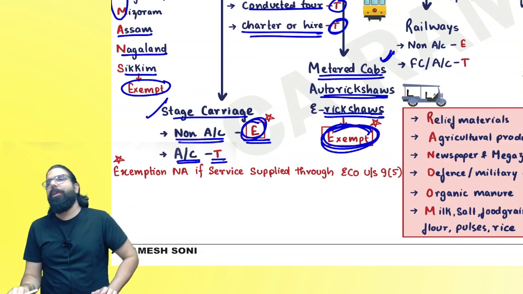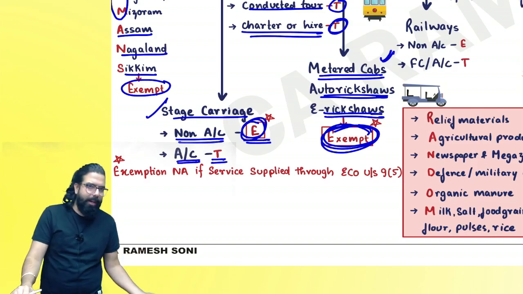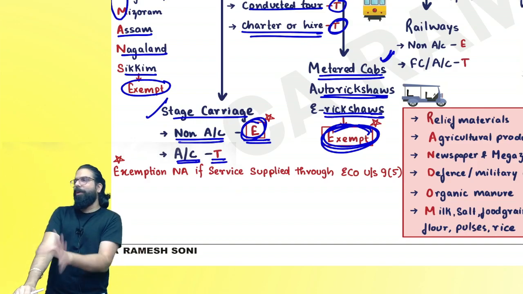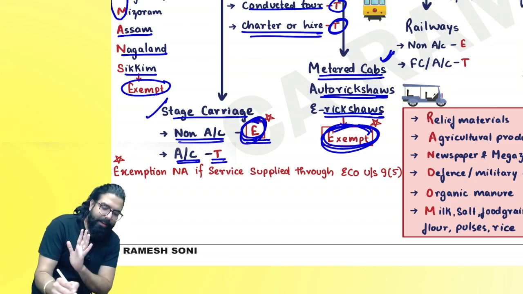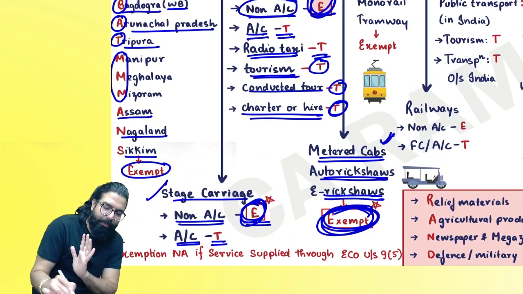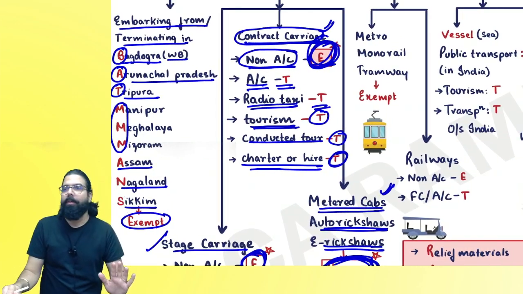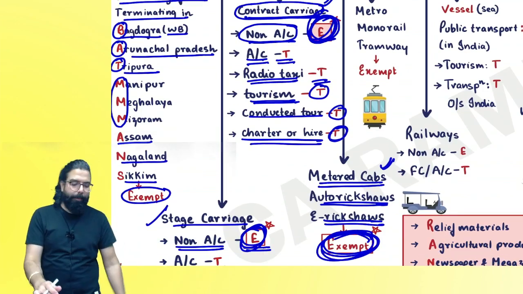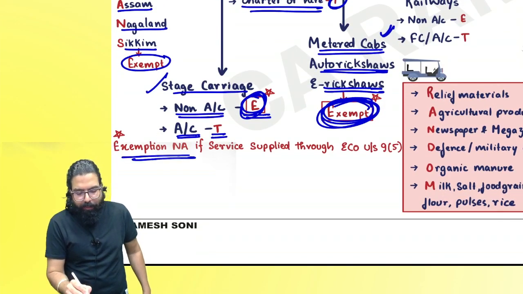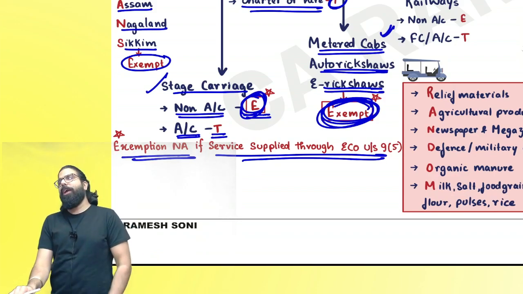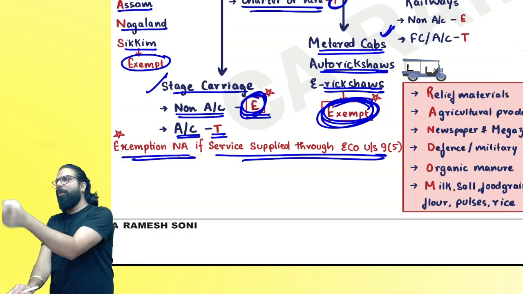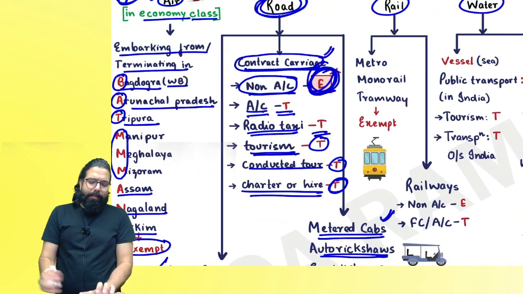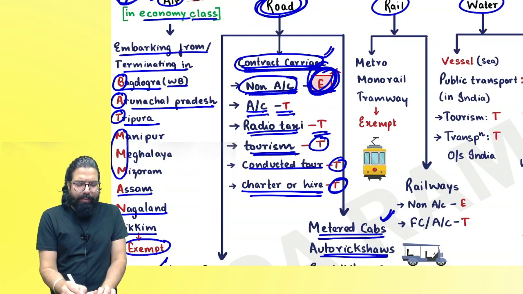In that scenario, Baba, actually the discussion of section number 95 comes in CA Final, but a partial discussion came over here. So I went ahead and told you, wherever there is an exemption, but if those services are provided through e-commerce, then the e-commerce operator will be liable. Exemption is not applicable if services are provided through e-commerce.